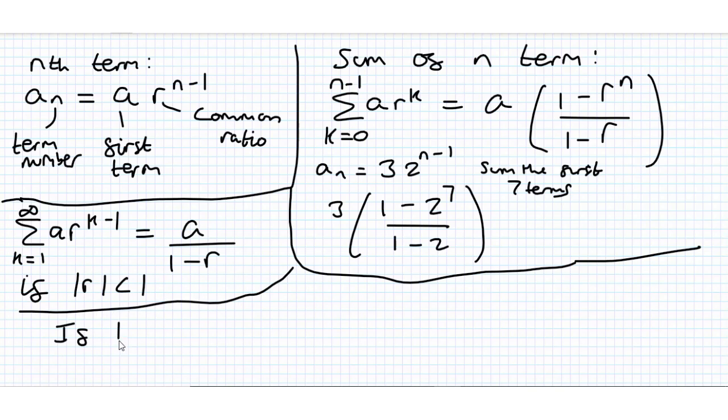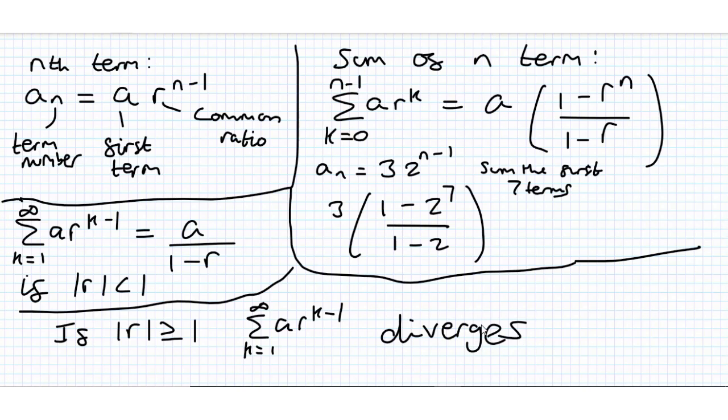If the modulus of r is greater than or equal to 1, then this sum up to infinity of the terms in the geometric series diverges. Okay, so that's important to remember. That's all we're going to look at for geometric series. I encourage you to take a look at a few example questions.